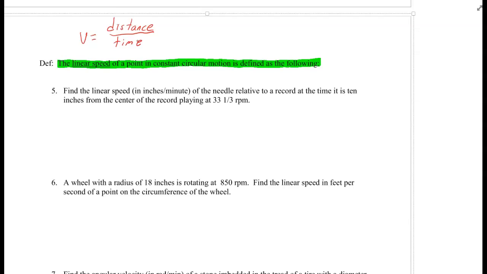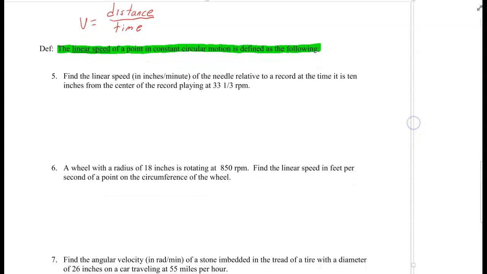We're going to skip problem number 5, and we're going to take a look at problem number 6. So in problem number 6, a wheel has a radius of 18 inches, is rotating at 850 revolutions per minute, RPMs, revolutions per minute. Find the linear speed in feet per second. So I'm going to start off with the rate that I know, 850 revolutions per minute. I'll write that down. And the goal is to get feet per second. So I'm going to write that off to the right-hand side.